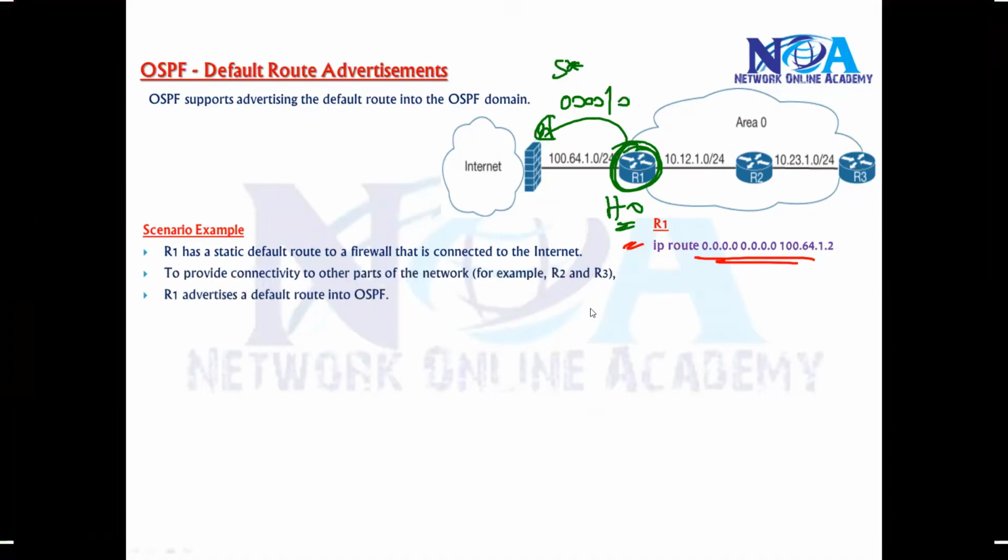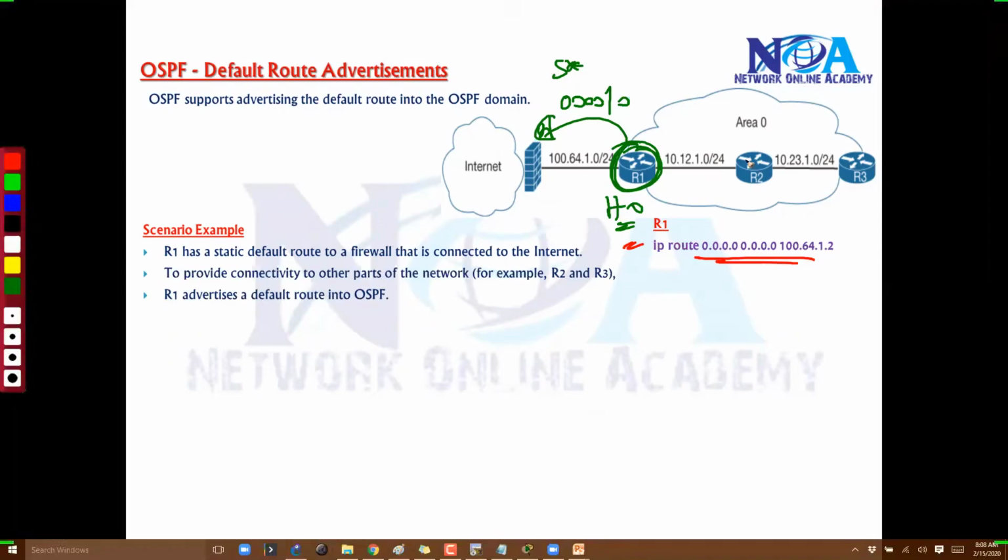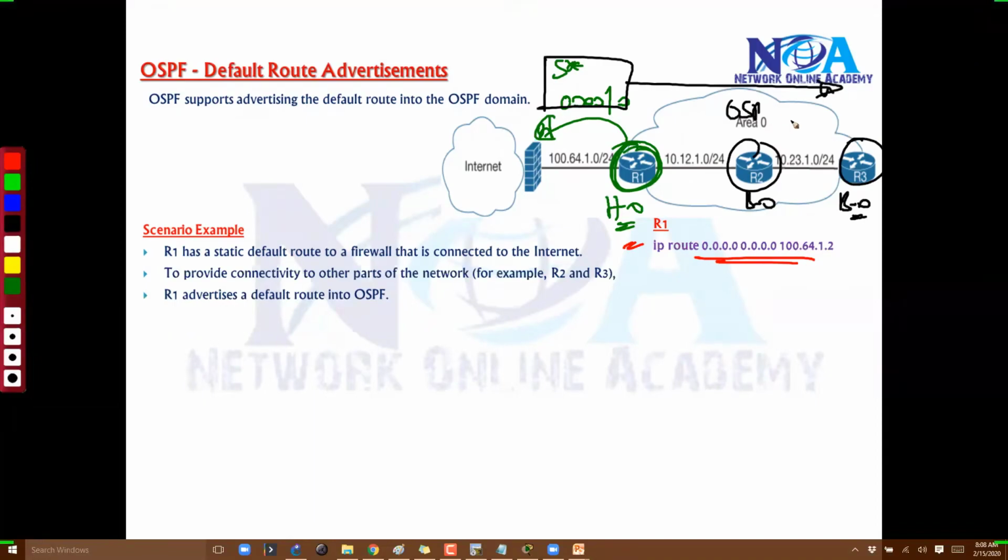And the next thing, to provide the connectivity to other parts of the network, in my example I want router 2 and router 3, which are my branch offices, to also get access to the default route, which means this default route should be advertised to others as well in OSPF. It can be multiple areas also, single area or multiple area concept.